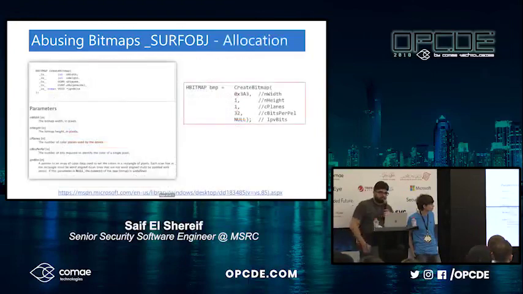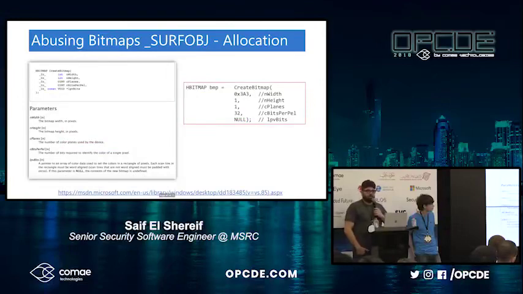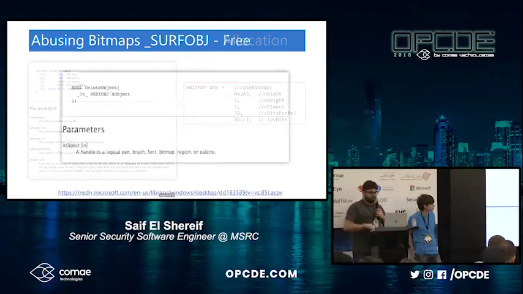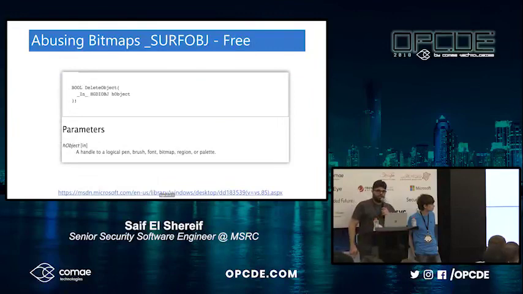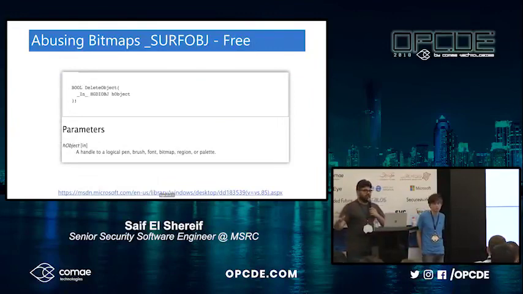You can allocate bitmaps using the CreateBitmap function, and you can supply a width, a height, and planes, which actually allows you to control the size of the bitmap being allocated to a specific memory at that time. And then you can free it using DeleteObject. Remember, we talked about getting the kernel memory in deterministic states using a series of allocations and deallocations, so this would be easily done using these specific functions.